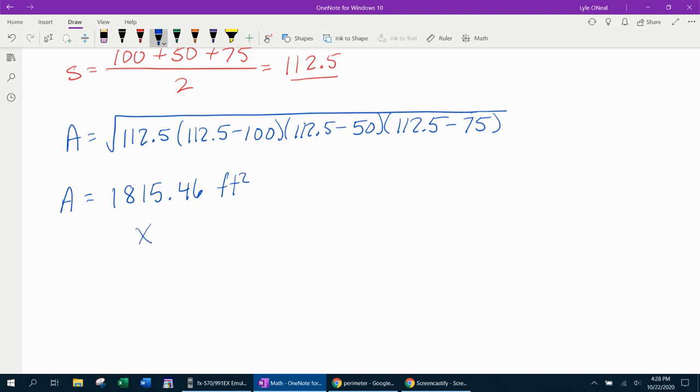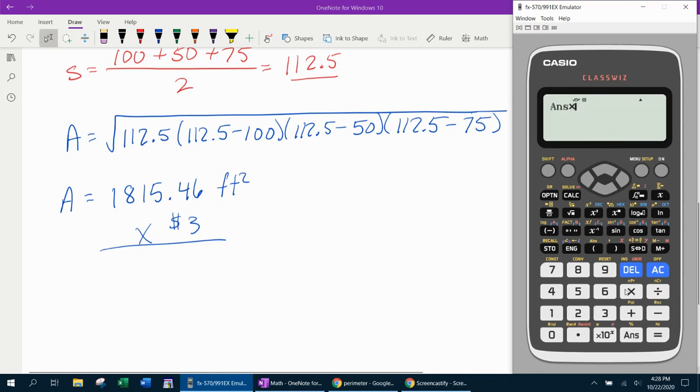Now that's the area, that is the amount of square feet, and then we need to multiply that by how much it cost per square foot. How much was that? That was $3 per square foot. And that's going to give us the cost of the lot. So we can just hit times 3. And that's going to be 5,446.